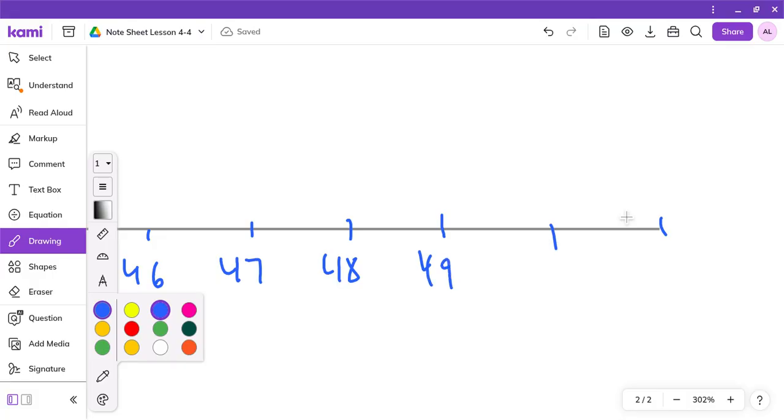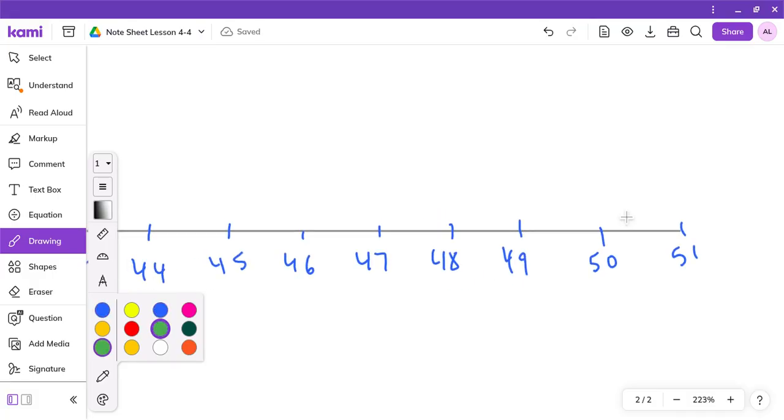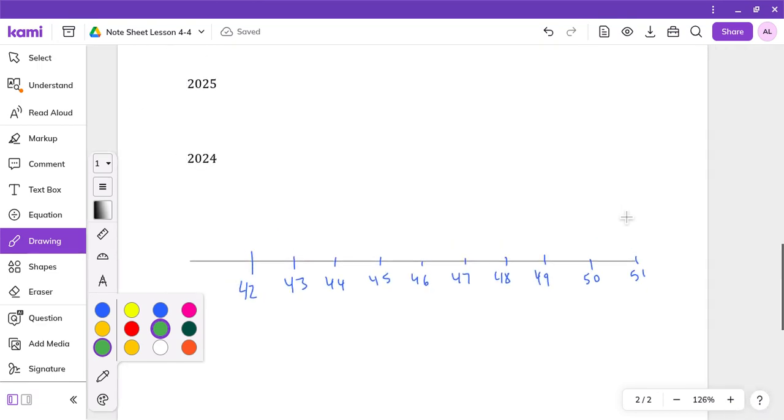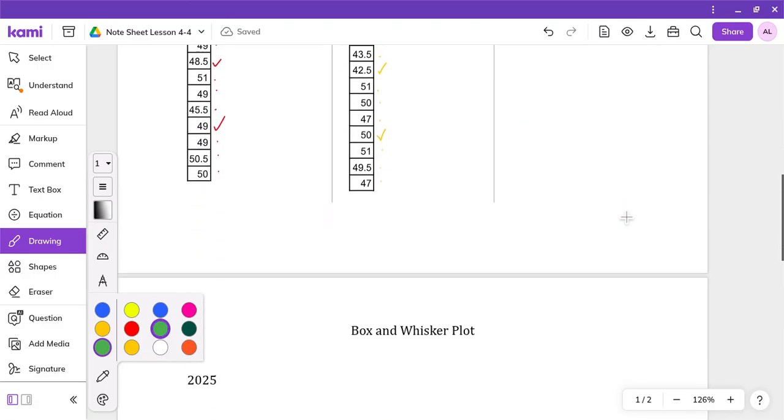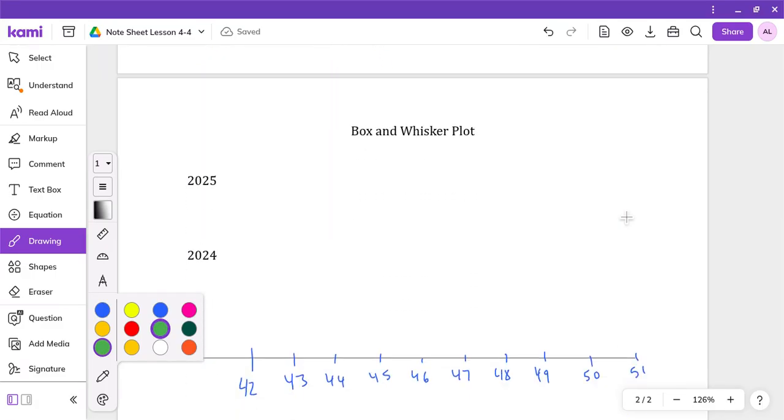And then I'm going to use different colors for the different years. 2025, I'll use green. 5 key points for green. So we're going from 48 to 51. And I'm going to try to hover this in line with the 2025 like that, okay? So 48 would be about right there. Doesn't have to be perfect. We do want to try to get it close. And 51 is the high.